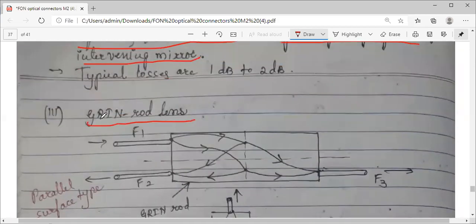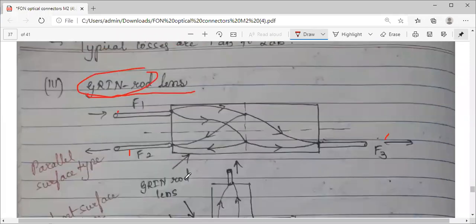Coming to the third method, it is called the grid rod lens. It is a type of lens, and we are utilizing some of the properties of this lens in our method so that we can achieve the coupling. So you can see again, this is a 3-port device. This is your first fiber, second fiber, and the third fiber. You can see there is a grid rod lens placed here.